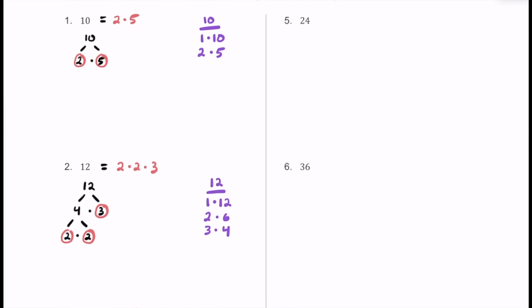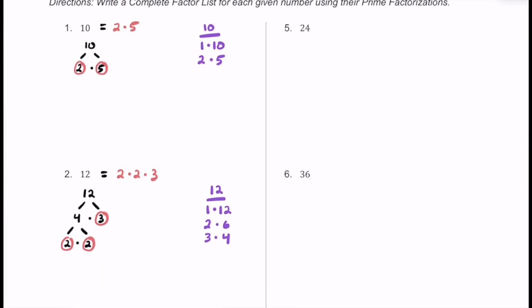For number 5, let's take a look at another one. We have the number 24. So let's take this number 24 and see what we can break it into. I'm thinking maybe 6 times 4 to start. Now 6 is composite. It breaks into 3 times 2. And 4 is also composite. It breaks into 2 times 2. All right, so let's see. This 3 is prime. This 2 is also prime. This 2 is prime, and this 2 is prime.